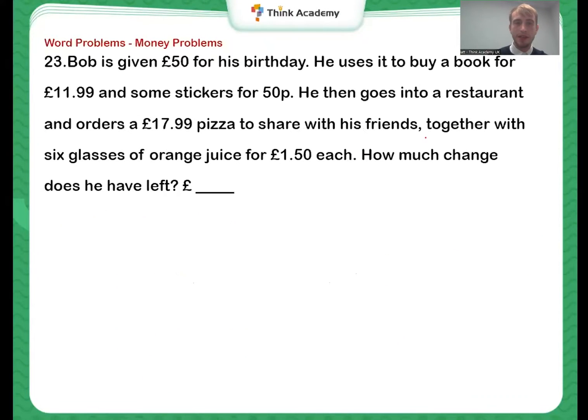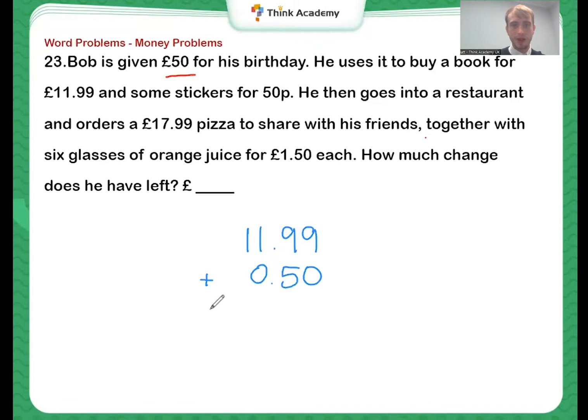Now, the main mistakes that happen in this one are just little mistakes in adding up. We're adding up quite a lot of different numbers and money and things like that. But we're starting off with £50. Starting with £50, we use it to buy a book for £11.99. I'm going to start to write these down because these are the things I need to add up. He buys some stickers for 50p. Make sure you line that up in the right column.